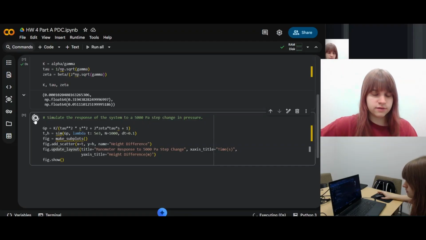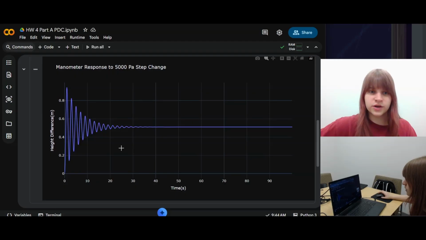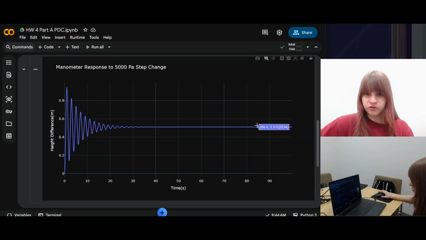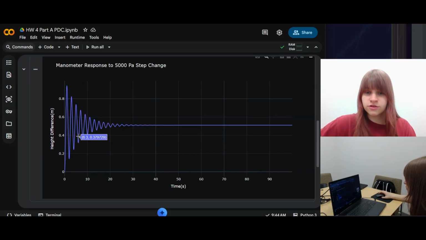I'll go ahead and see if this can run. And here is our response to that pressure step change. And as you can see, since we are underdamped, we see those oscillations. They eventually calm down and stop around 0.51 as the height difference. But as you can see, it heavily oscillates towards the beginning and doesn't really calm down until about 30 seconds in.